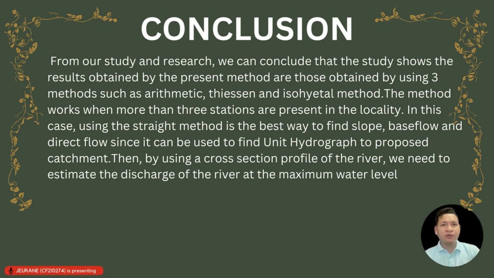For conclusion, from our study analysis, we can conclude that the results obtained by the present method are similar to those obtained using the 3 methods: arithmetic, Thiessen, and isohyetal method. The method works when more than 3 stations are present in the locality. In this case, using this method is the best way to find the slope, peak flow, and the rate of flow, since it can be used to find the graph for the catchment. Then, by using the cross-section profile of the river, we need to estimate the discharge of the river at the maximum water level. That's all from us. Thank you.